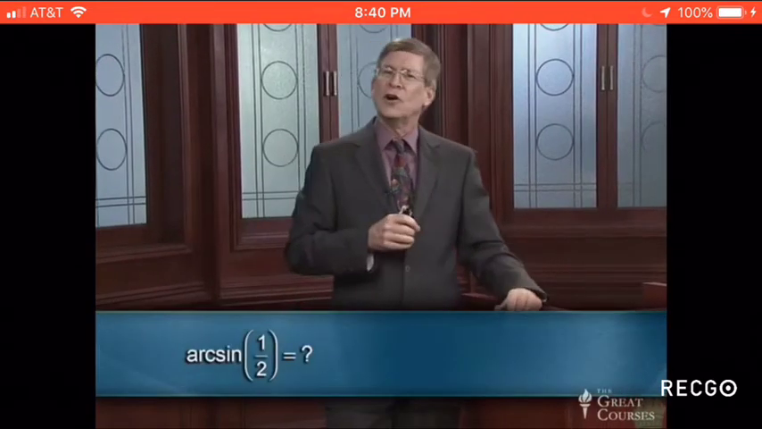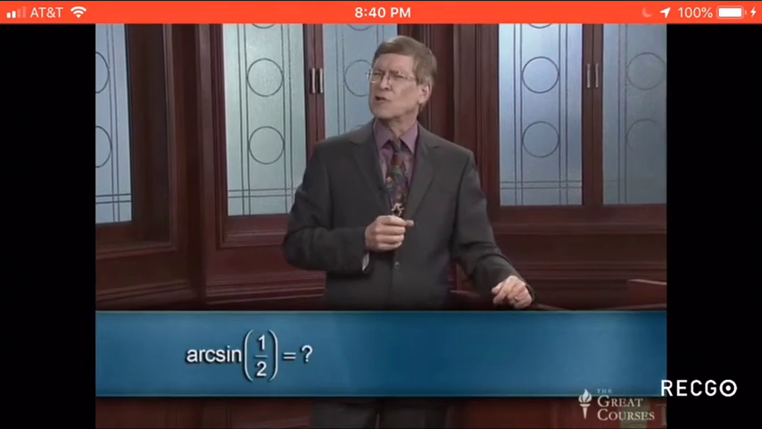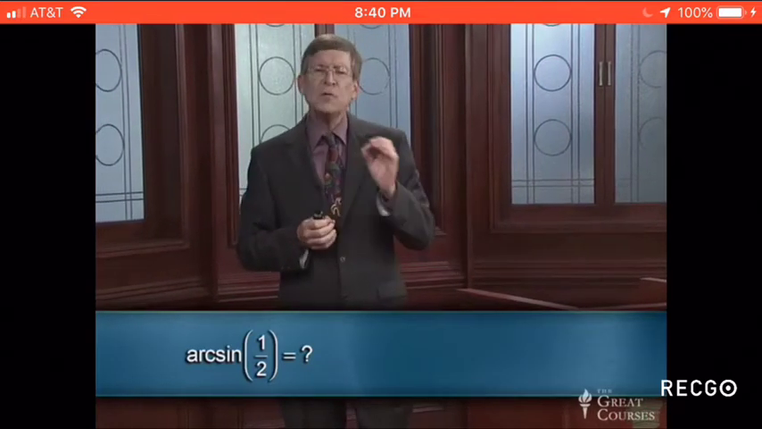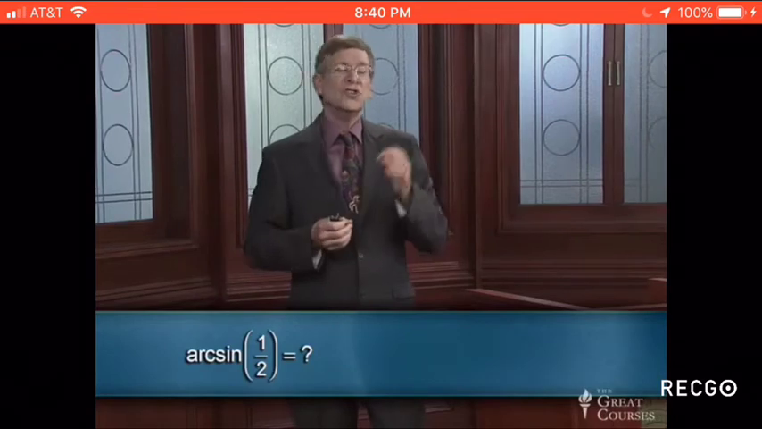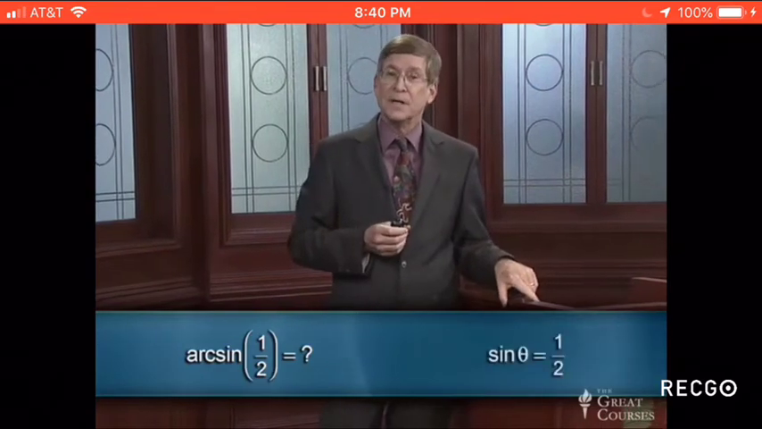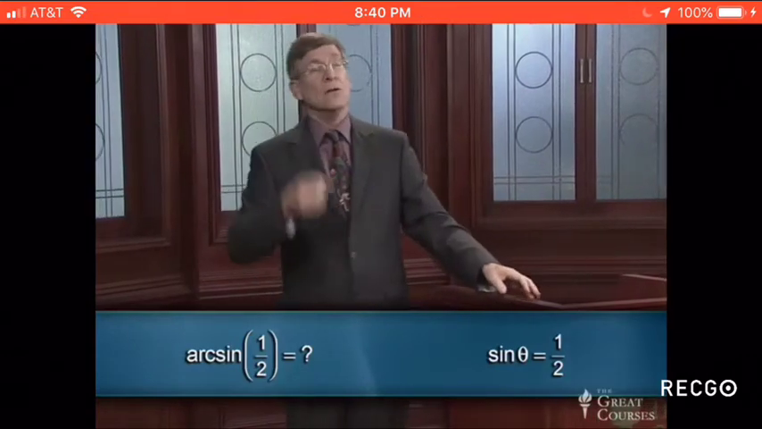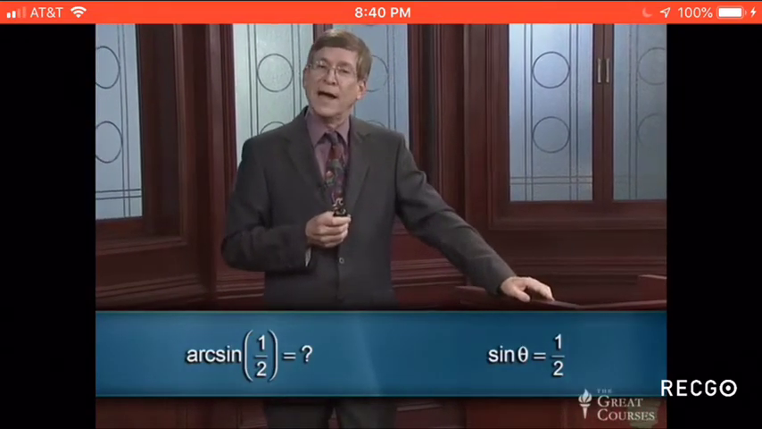Let's do some examples. Let's compute some inverse trig functions. This is fairly difficult sometimes because you have to backtrack to trig values in order to find the answer. For instance, what is arcsine of a half? Well, here's what we're really asking. Can you think of an angle whose sine is 1/2? Sine of something equals a half. Now, what angle has sine equal to a half?